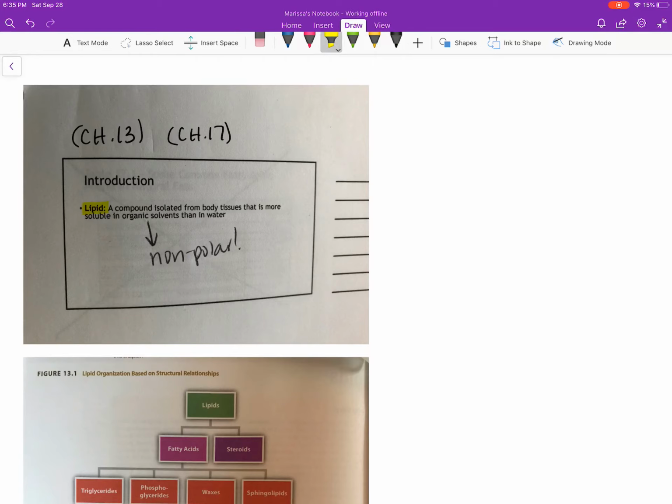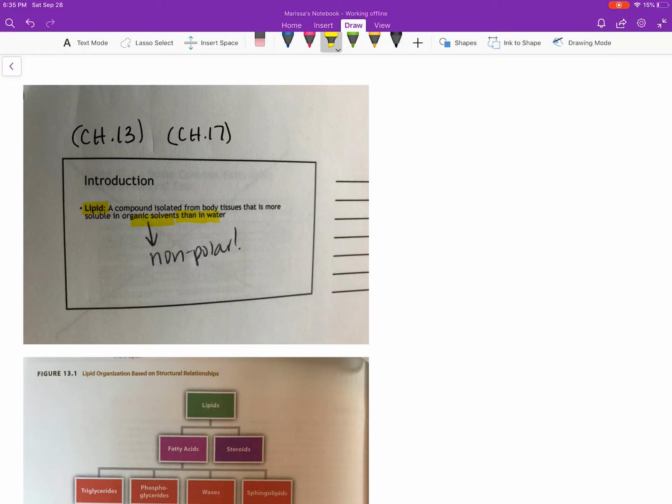So in the last chapter, we spent all our time on carbohydrates, then we're going to do lipids, then we're going to talk all about amino acids, and then nucleic acids. So we're covering our four big biomolecule groups. So a lipid is a compound isolated from body tissues that is more soluble in organic solvents than in water.